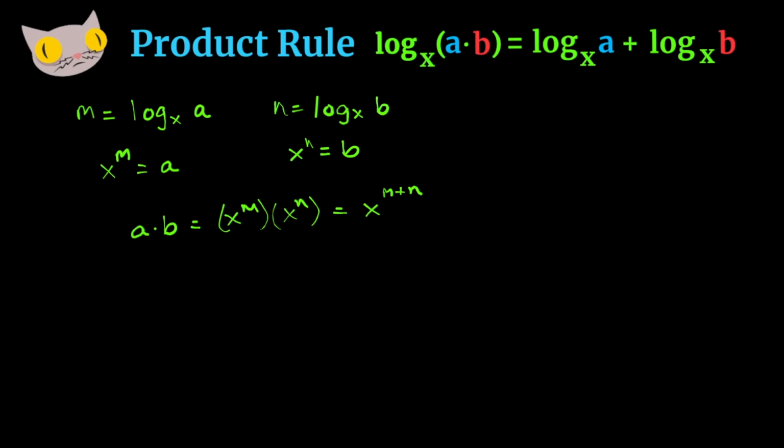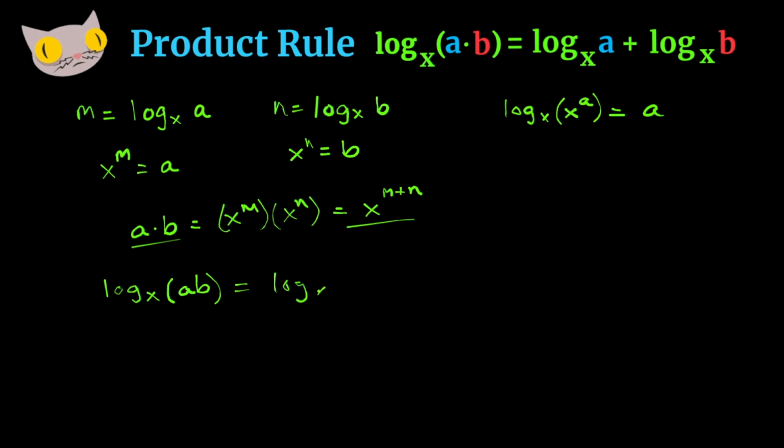Now let's take the logarithm of both sides of the equation, and we'll use the inverse property of logarithms like we did proving the previous rule. That states that log of some base x of a variable x to some power a will simply be equal to a. So continuing on, we'll perform logarithms on both sides of this equation. So we'll have log of base x of ab equal to log of base x of x to the m plus n power. And this gives us log base x of a times b is equal to m plus n.